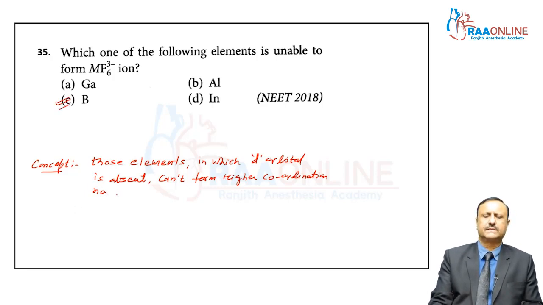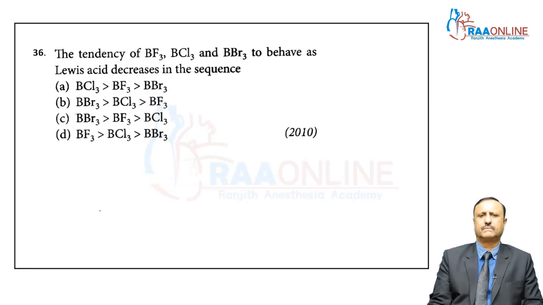So my dear students, you can see question number 35, the correct answer is B. This question was also asked in NEET 2018. Gallium forms it because d orbital is present. Aluminum forms it, d is present. You can see K3AlF6. Indium forms it because d is present. So here you can see for question number 35, option B is the correct answer. Now we can go to question number 36.